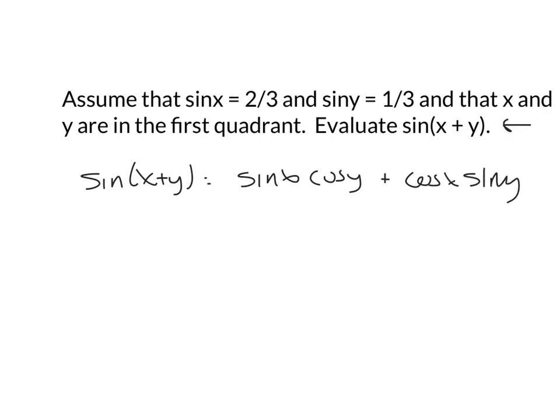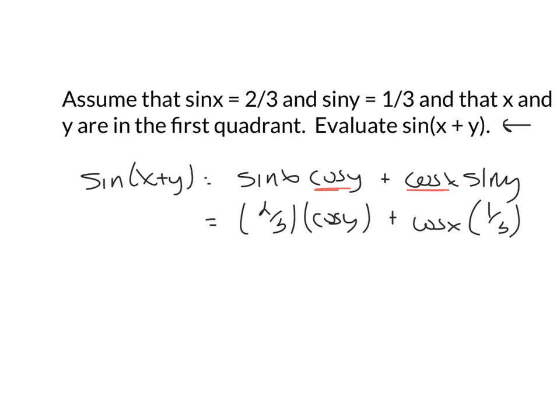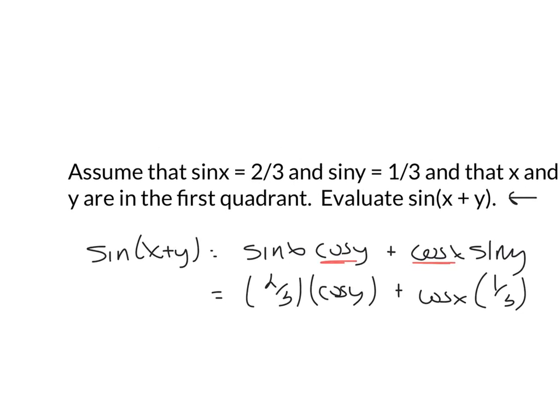All right, here's what I know. I know what sine x is. Sine x is 2/3. I know that part. I don't know what cosine y is. Sine y is 1/3. I know that one. What I don't know is what cosine x is. And because I don't know what cosine y and cosine x are, I've got to go through and find out what they are. So I'm going to move this down just a little bit. And I'm actually going to do the triangle thing. I'm going to try to find those values using our SOHCAHTOA.